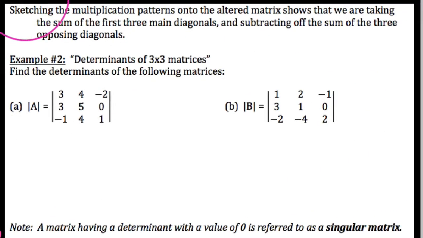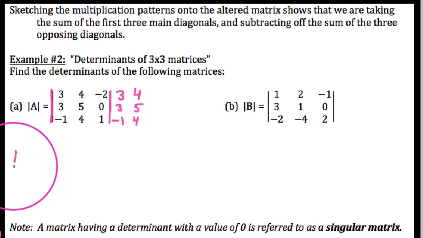It says, all right, determinants of 3 by 3s, find the determinants of the following matrices. You'll notice that I've already lined them up and called these matrices A and B, inside these vertical bars right here, which indicate we do want to find the determinant. So our first step is going to be this. We're going to recopy the first two columns. So we get 3, 3, negative 1. And we get 4, 5, 4.